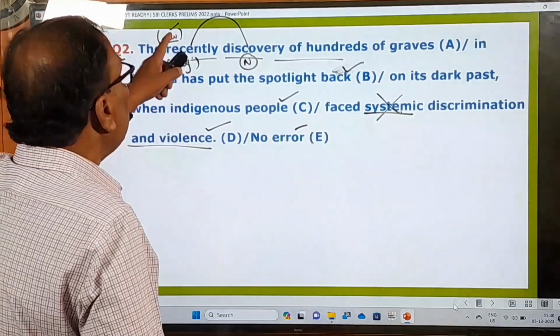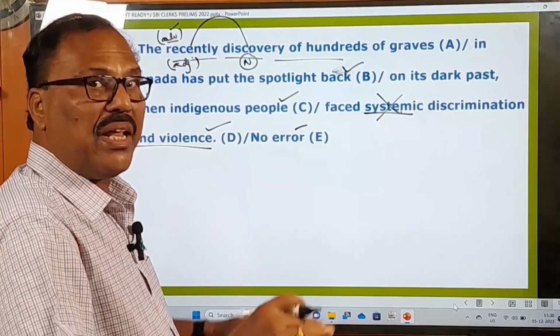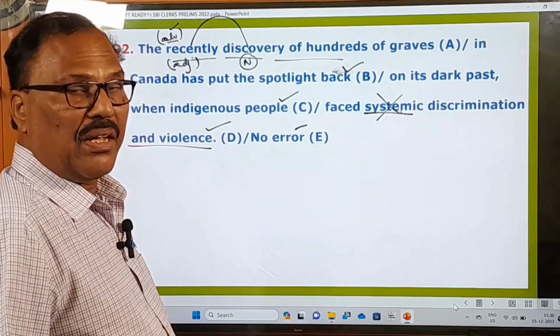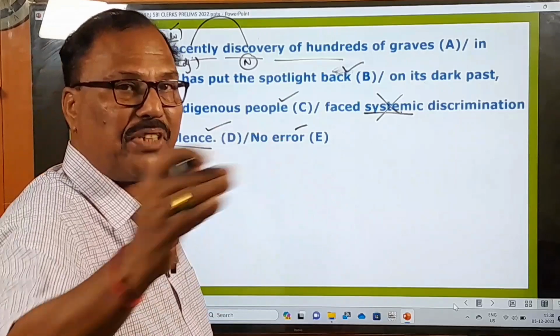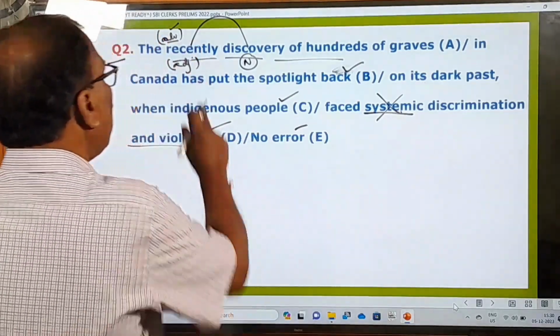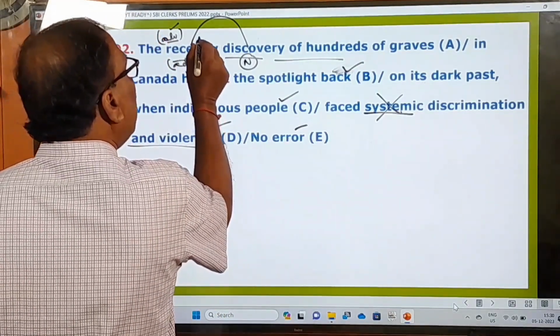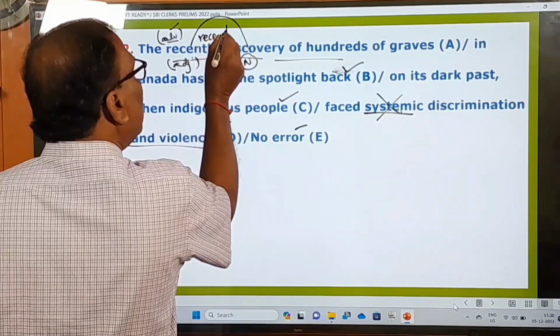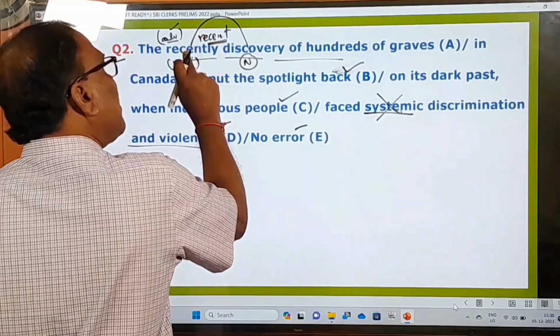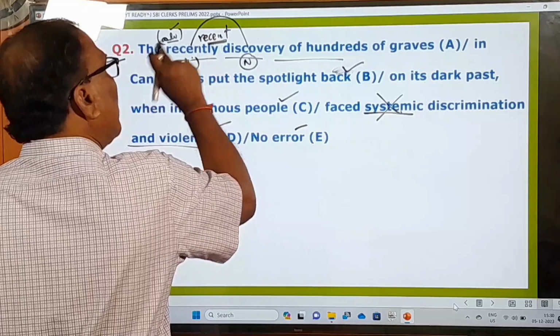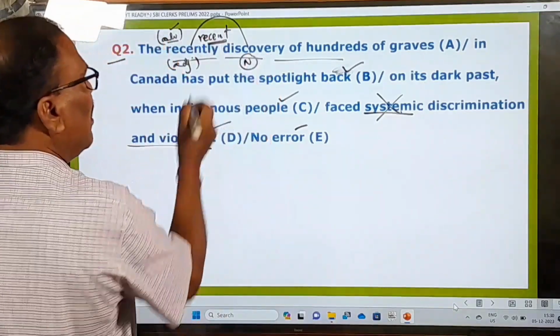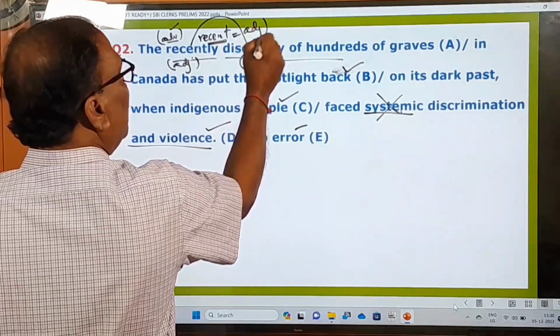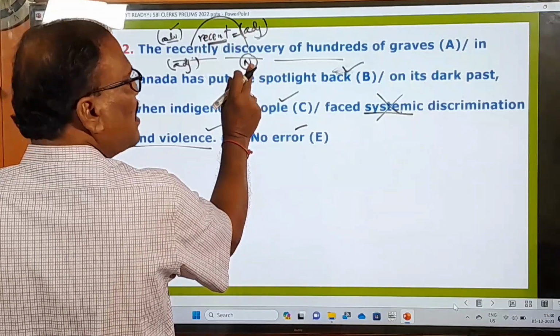But recently is an adverb. Recently means lately, during a period of time. That is the meaning of that. But what is the adjective of this recently? Recent. It should have been recent. Instead of recently there should have been recent. So the recent discovery, recent is an adjective. Only an adjective can describe a noun.